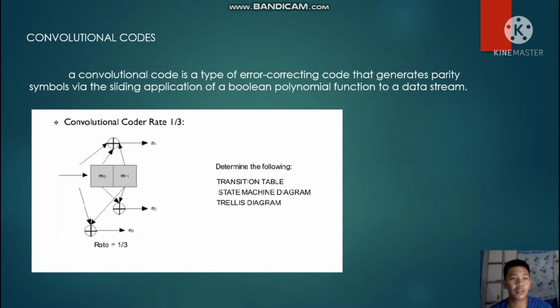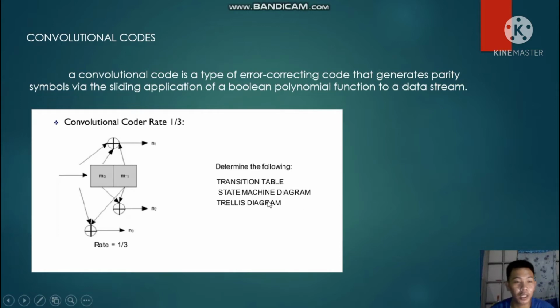Today we're going to discuss convolutional codes. Convolutional code is a type of error correcting code that generates parity symbols via the sliding application of a Boolean polynomial function to a data stream. So in short, convolutional codes is a type of error correcting code. So we have here a diagram of convolutional coder rate 1 over 3. Determine the following: transition table, state machine diagram, and trellis diagram.